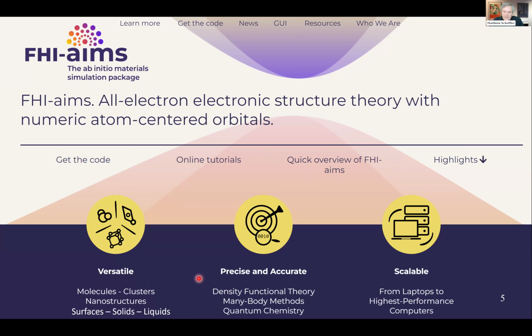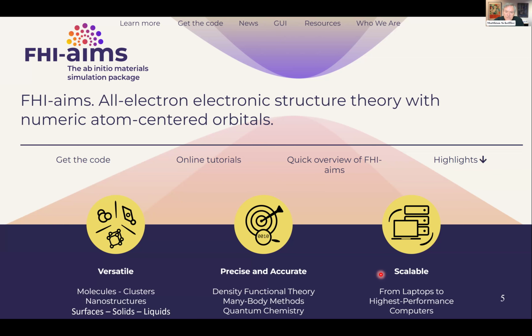And this means that FHI-aims treats density functional theory with the best advanced functionals, also including van der Waals interactions needed for describing, for example, organic systems. It also offers many-body methods, which means GW and BSE, and includes coupled cluster theory. And FHI-aims is scalable, which means that the code runs on laptops for small and reasonably sized systems. For bigger systems or for long-time molecular dynamics, FHI-aims runs extremely efficiently on high-performance computers.